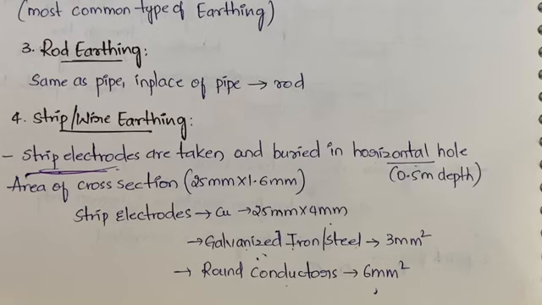This is about the types of earthing: plate, pipe, rod, strip. If you remember plate, all the others you can write. In place of plate you use pipe, and in place of pipe you use rod. But the difference is, for pipes and rods, you put holes in order to insert the earthing wires through them.